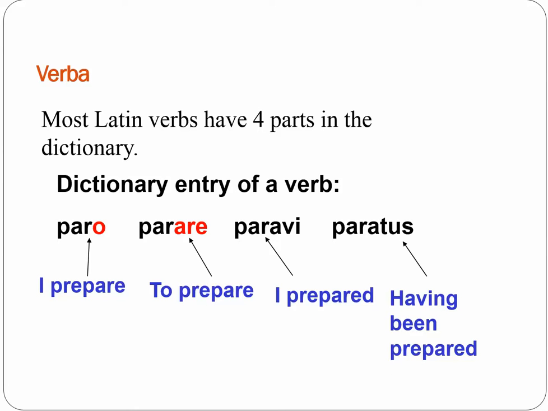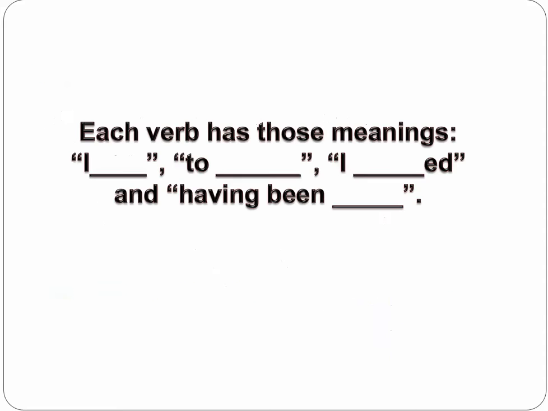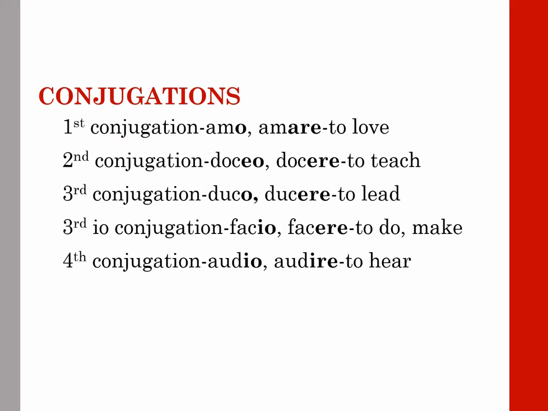Remember that verbs have 4 parts, and every single one of them in the dictionary that's not irregular should look like this, and each part translates accordingly. Here's another version of the translation. There are conjugations of verbs. Remember, conjugations are simply families. It's a way that we classify them and group them together.